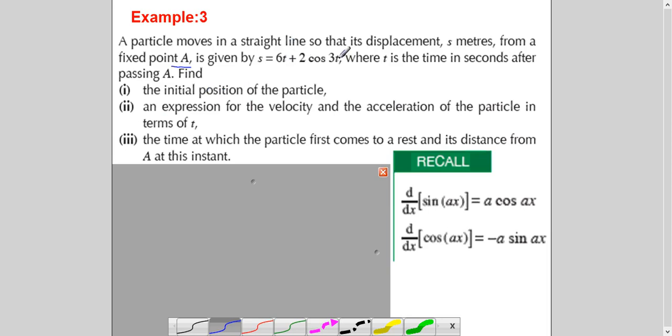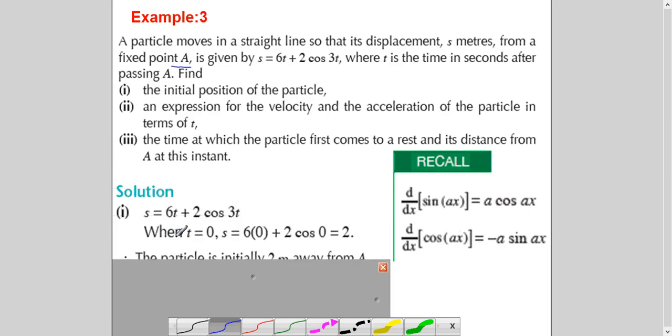So you put t = 0. Don't forget to change the mode of the calculator. It should be radian when you are doing differentiation or integration with trigonometric functions. Here I have given you, for you to recall, when you are differentiating sine, it is cos ax multiplied by a. If you are differentiating cos, it is minus sine ax multiplied by the differentiation of ax, which is a. So I'm substituting t = 0 and I got s = 2. So the initial position from A of the particle is 2 meters.